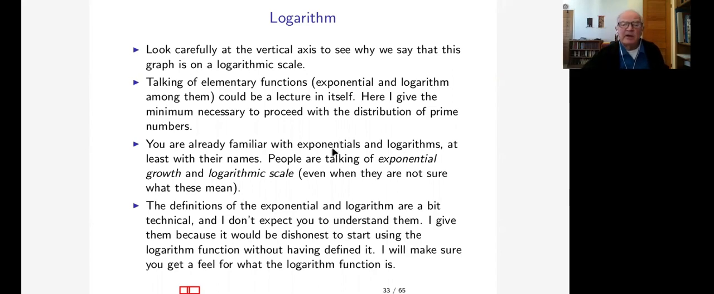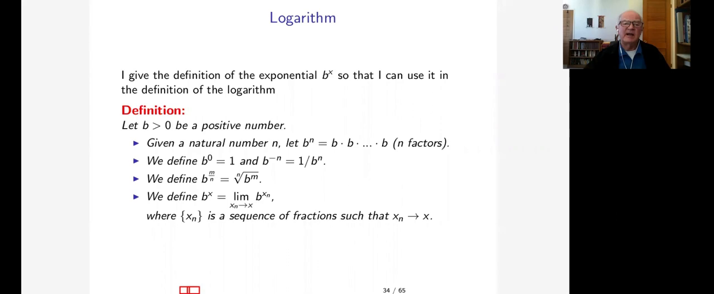Talking of exponentials, even if you don't know how to define it, you are familiar with the word. People sometimes talk of exponential growth, and what they mean is something grows very, very fast. Now, the definitions of exponential growth and logarithmic growth and logarithm and logarithmic scale are a little bit technical, and I'll go through them quickly. But don't get intimidated, and even if you don't understand the details, you'll be able to get what I'm going to say next.